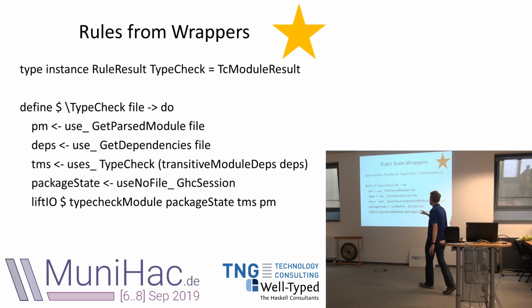And the nice thing about these: this use underscore says if getParsedModule fails, so if you can't parse this file, just abort the whole thing. And that's why an exception is really nice here, because we just jump straight out of the whole thing. This use underscore says type check all the transitive dependencies in parallel. So you've got nice parallelism from the build system. And yeah, I just really like this code.